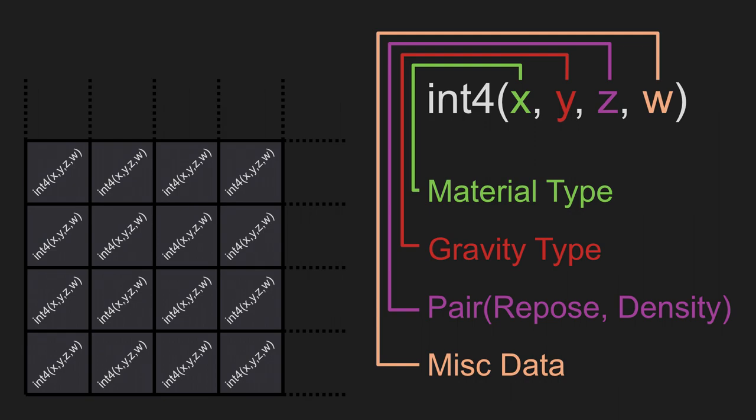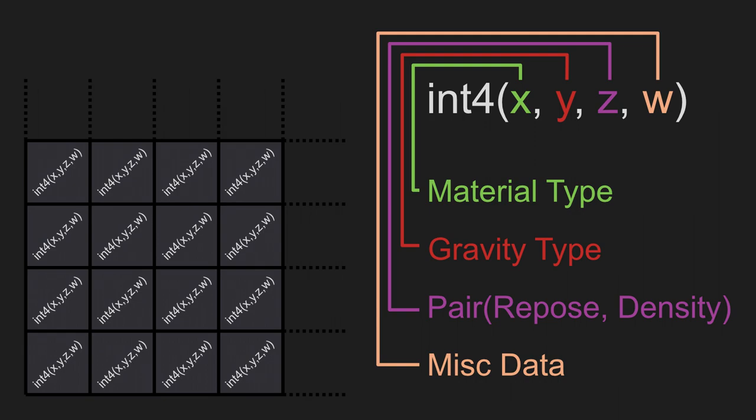I said before that they are 2D textures of type int4. What that means is that the texture has a number of pixels or cells that each have 4 integer components. I use each of these components to store information about the type of material in that cell. The X component stores the material type, a unique integer for each different material. Solid stone is 1, sand is 2, gravel is 3, etc.